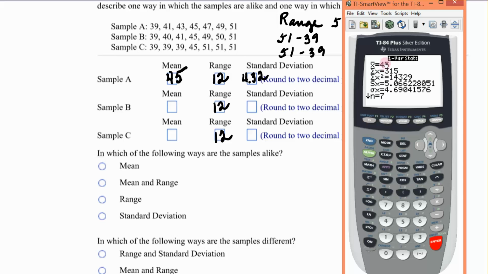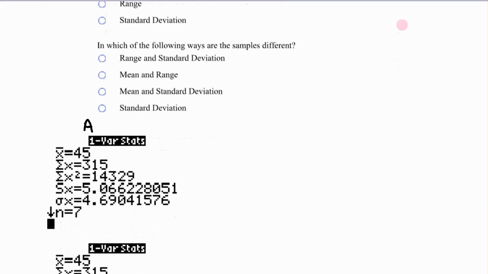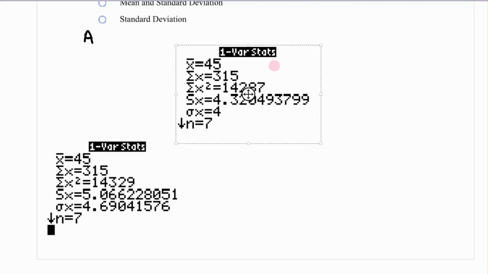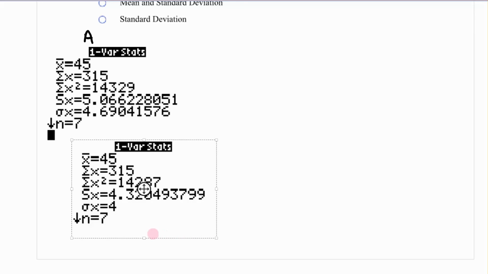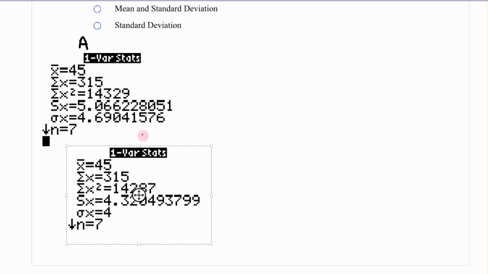The mean is still 45, but the standard deviation has changed. It's 5.07. All right, I'm going to pull it down. 5.07. Mean was 45. This is for set B.